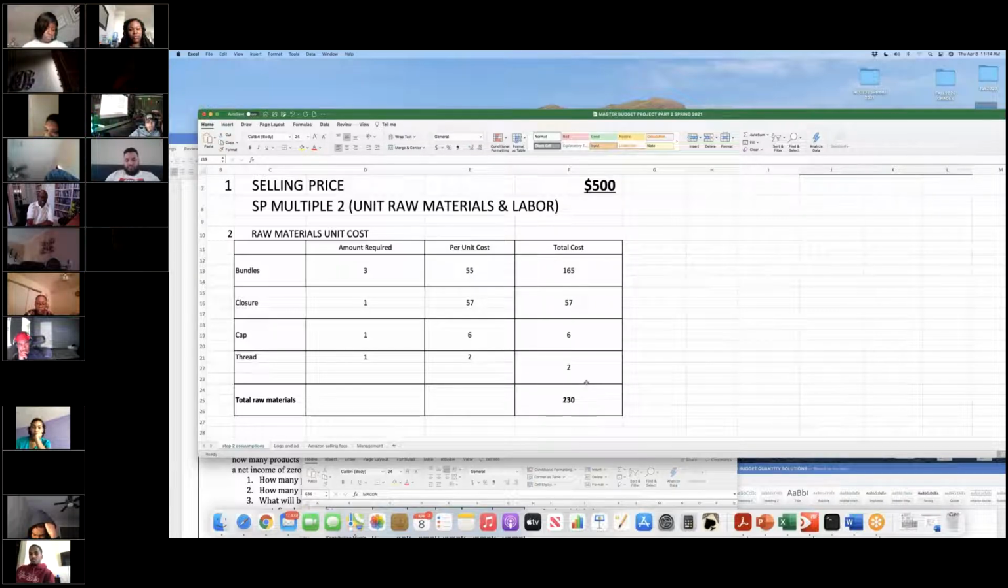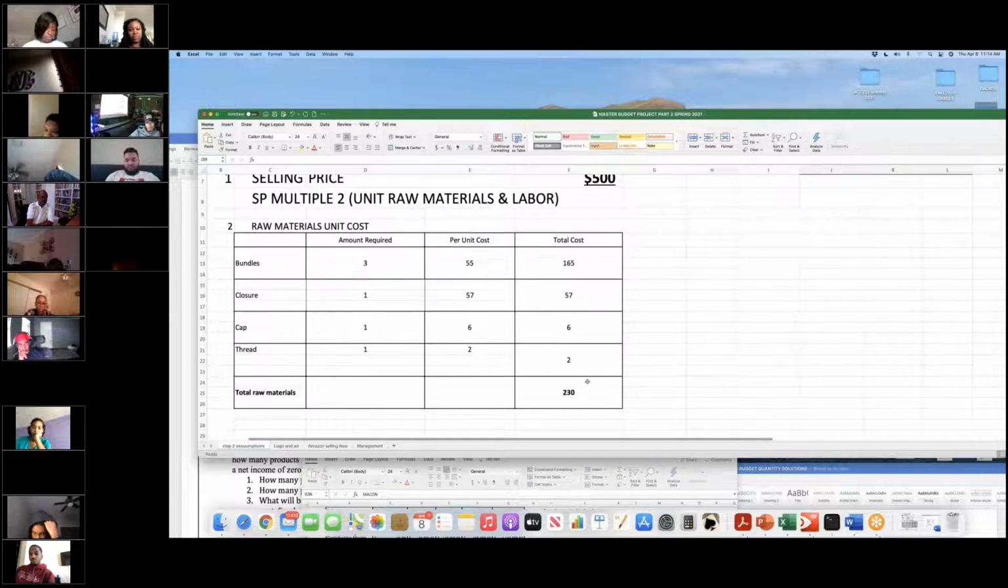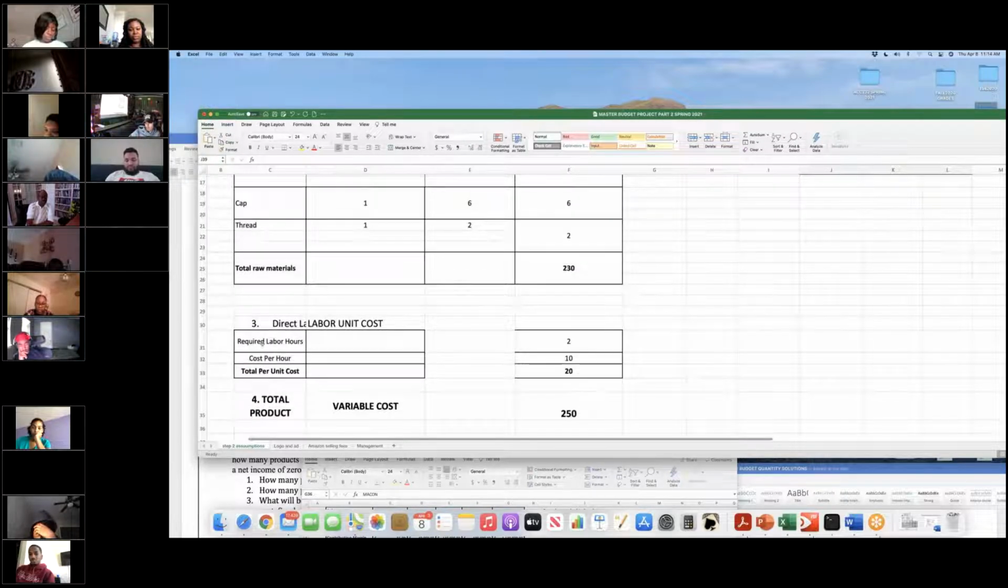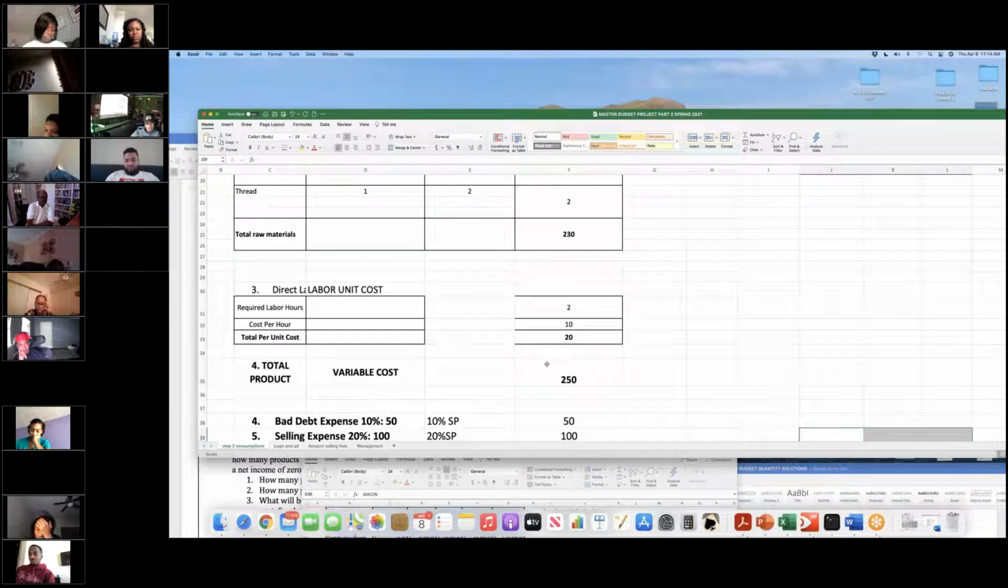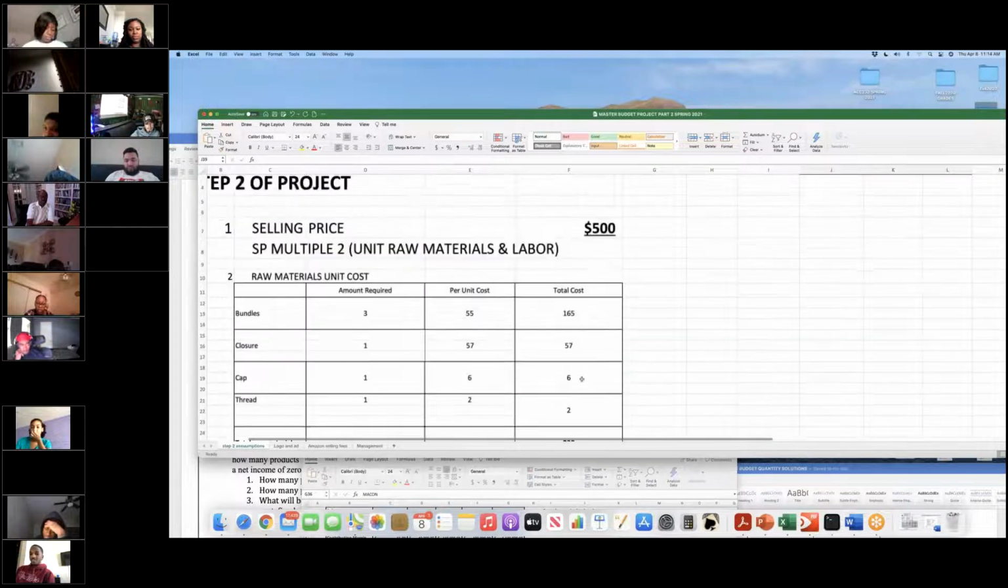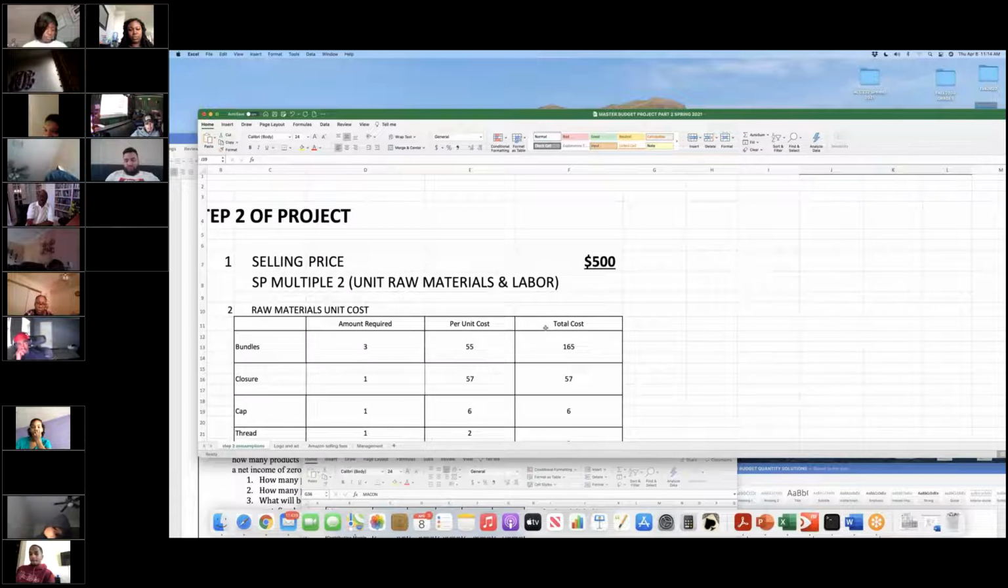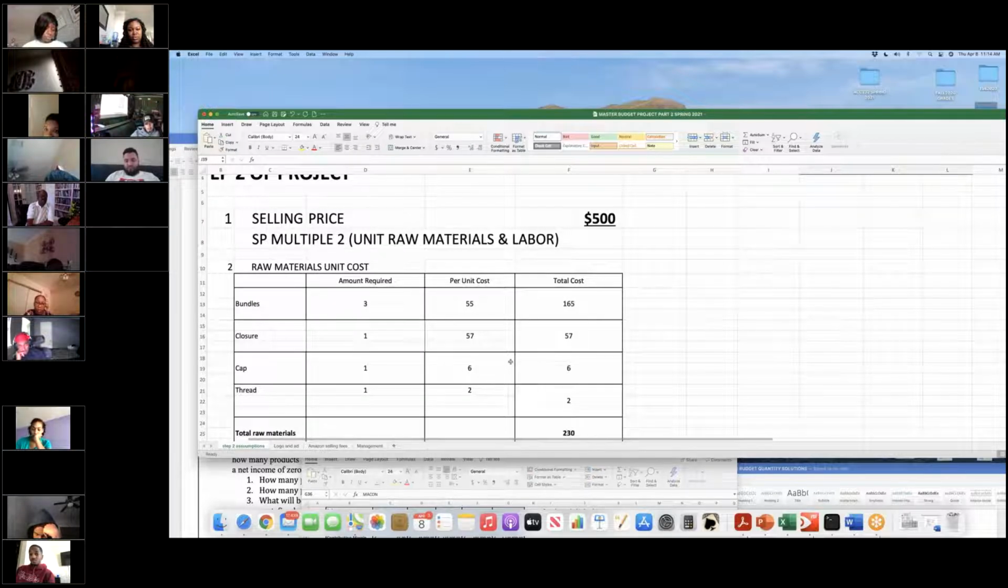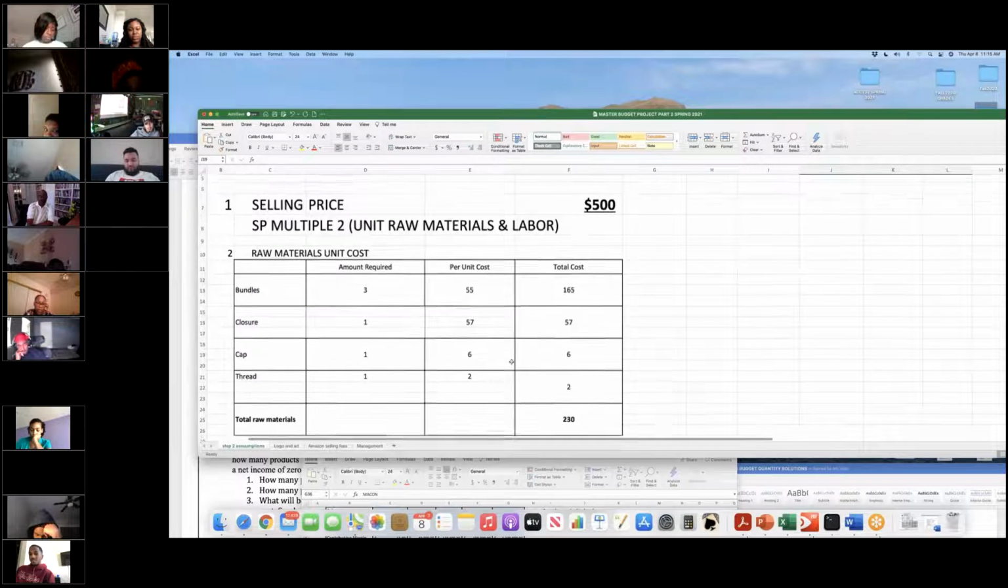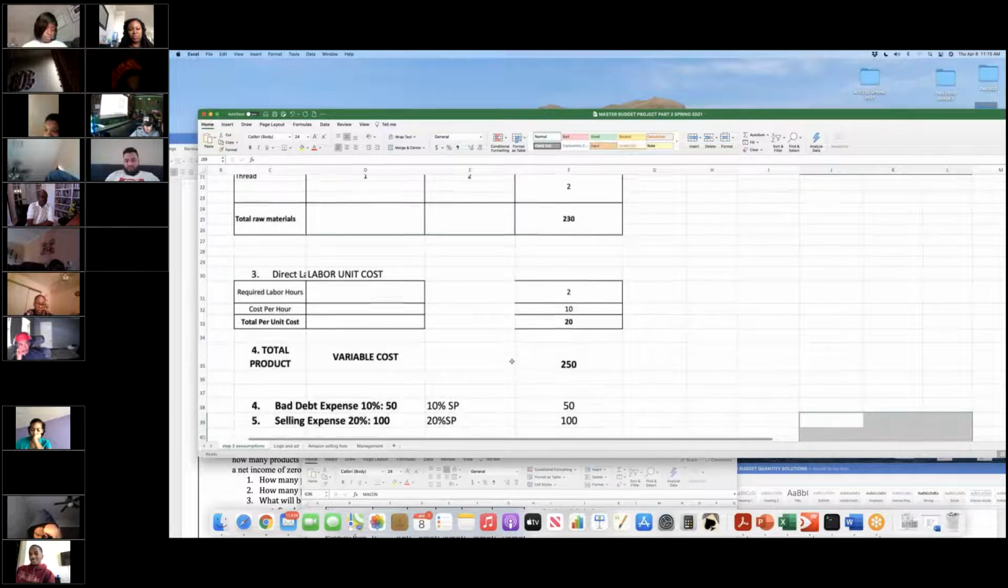So when you're over here, make sure you're using whole numbers. Then they did their direct labor. They said it took 2 hours to make it, cost per hour 10, so the total cost is 20. So the total product variable cost is $250. And so when they multiply that by their multiple of 2, they got a selling price of $500. This is your product, and so you're going to have to come up with these costs as well as your selling price multiple. That's your responsibility.